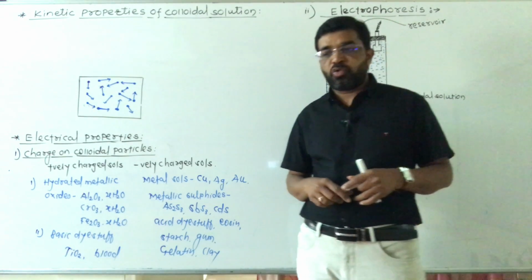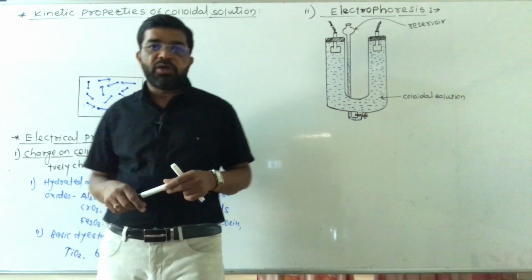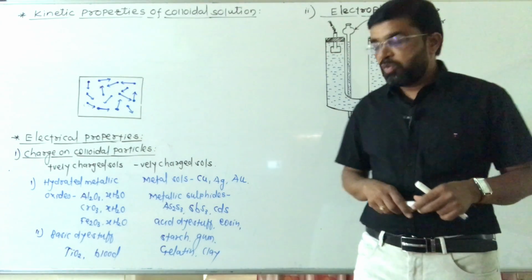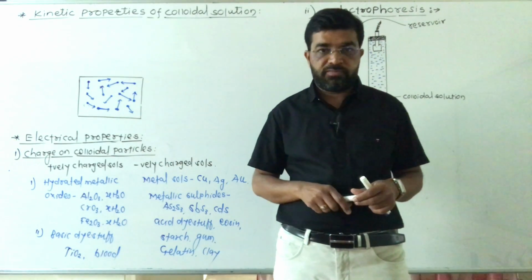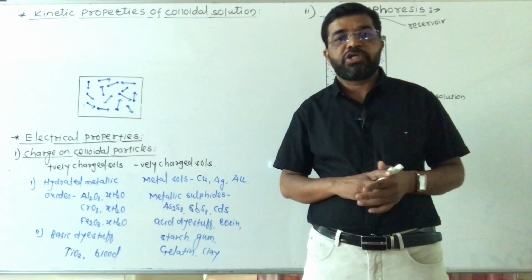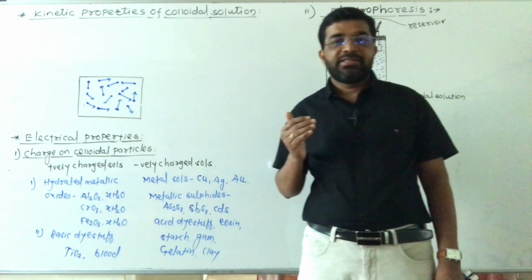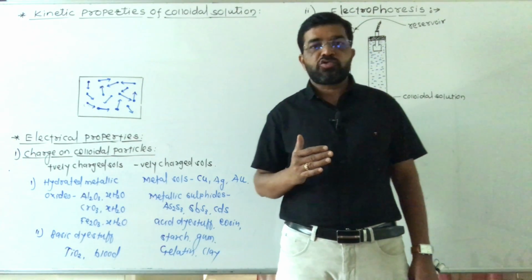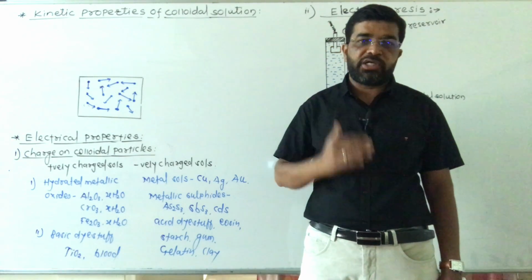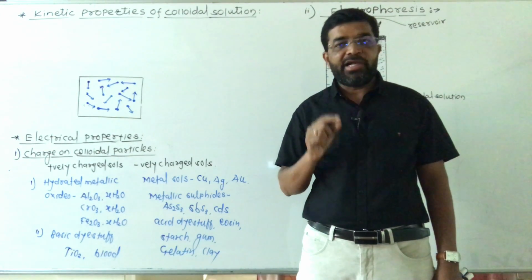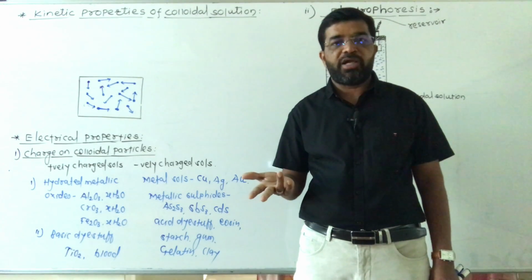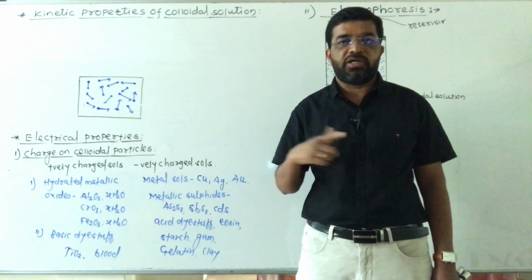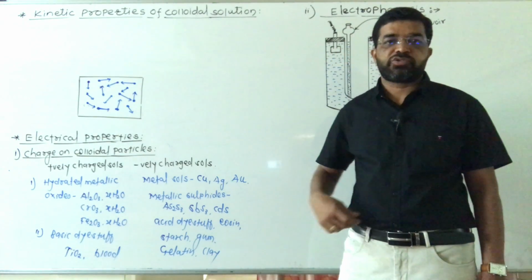We also studied another property of colloidal solution, that is the color of colloidal solution. Colloidal solution shows color due to the light transmitted by the colloidal solution. Colloidal solutions absorb light of certain wavelengths, and light of the remaining wavelengths is transmitted by the colloidal solution, and therefore they show the colors. So those points we have studied.